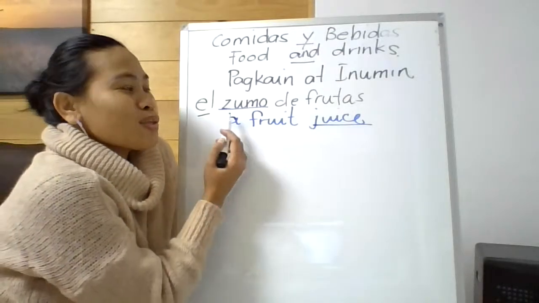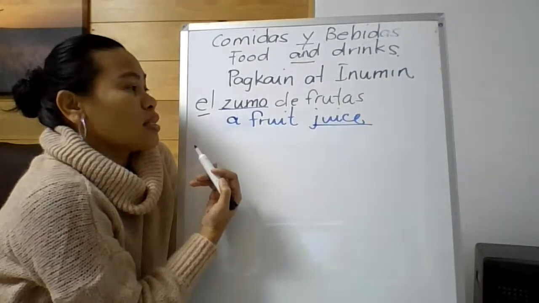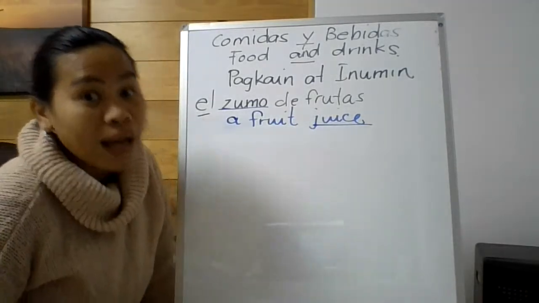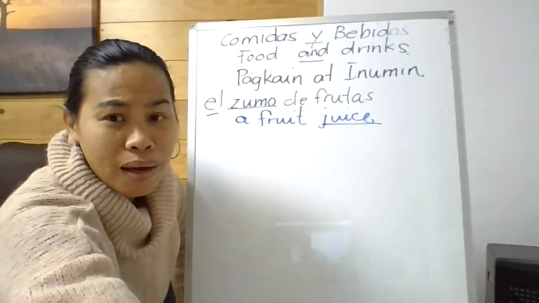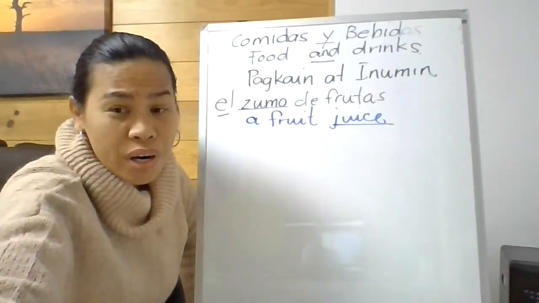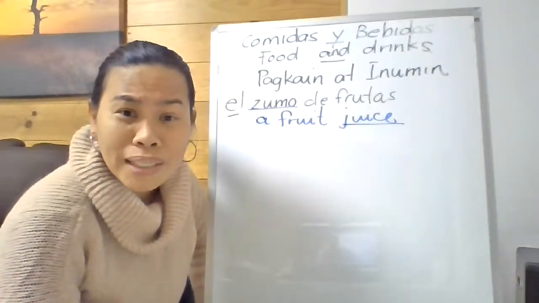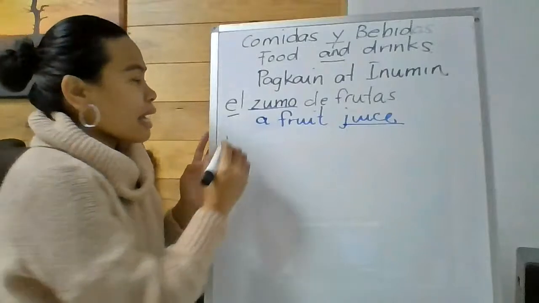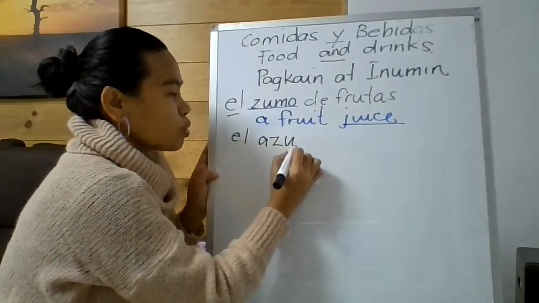Okay, so thank you. So sumo means juice. El sumo de frutas means a fruit juice. In Tagalog, it is juice pa rin sa atin because that is our borrowed word. So wala tayong ano, tawag yun? Kapalit. Okay. El azúcar. El azúcar.